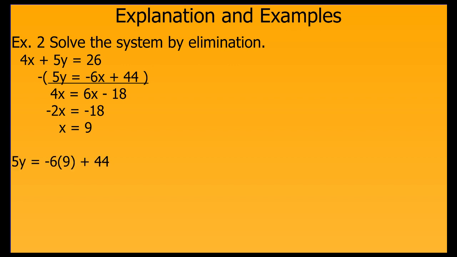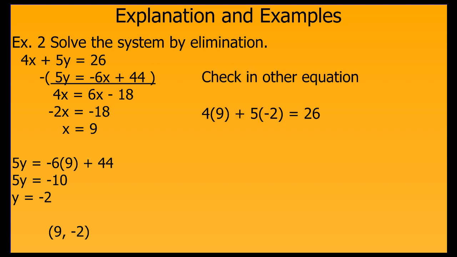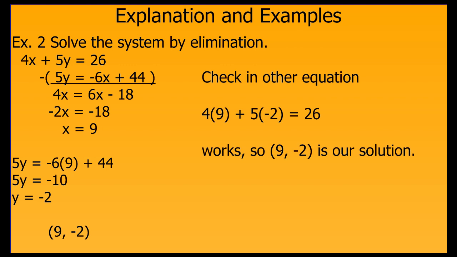Now I substitute 9 in for x in either of my original equations. This time I chose the second equation since it was already solved for y, since that'll be quicker to figure out the value of y. In this case, y equals negative 2. So our solution is the point 9, negative 2. We check it by substituting it into the other equation and seeing if it works. It does, so we know our solution is correct.